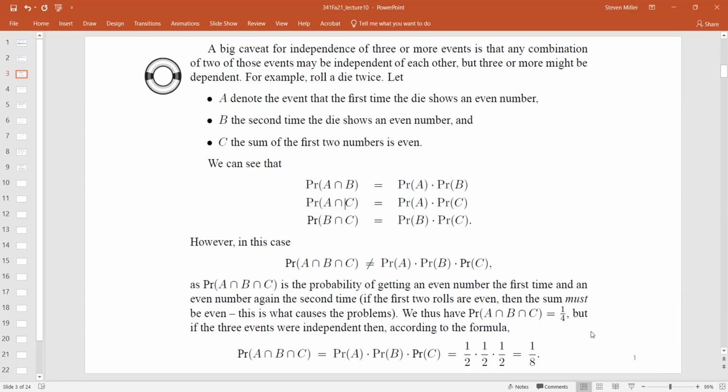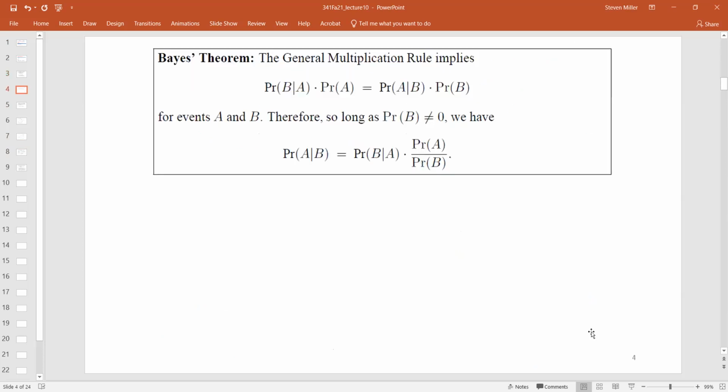Okay. Next one that I want to just briefly talk about was Bayes' rule. And this is used a lot in some of the advanced statistics classes here. Strongly urge you to take those.